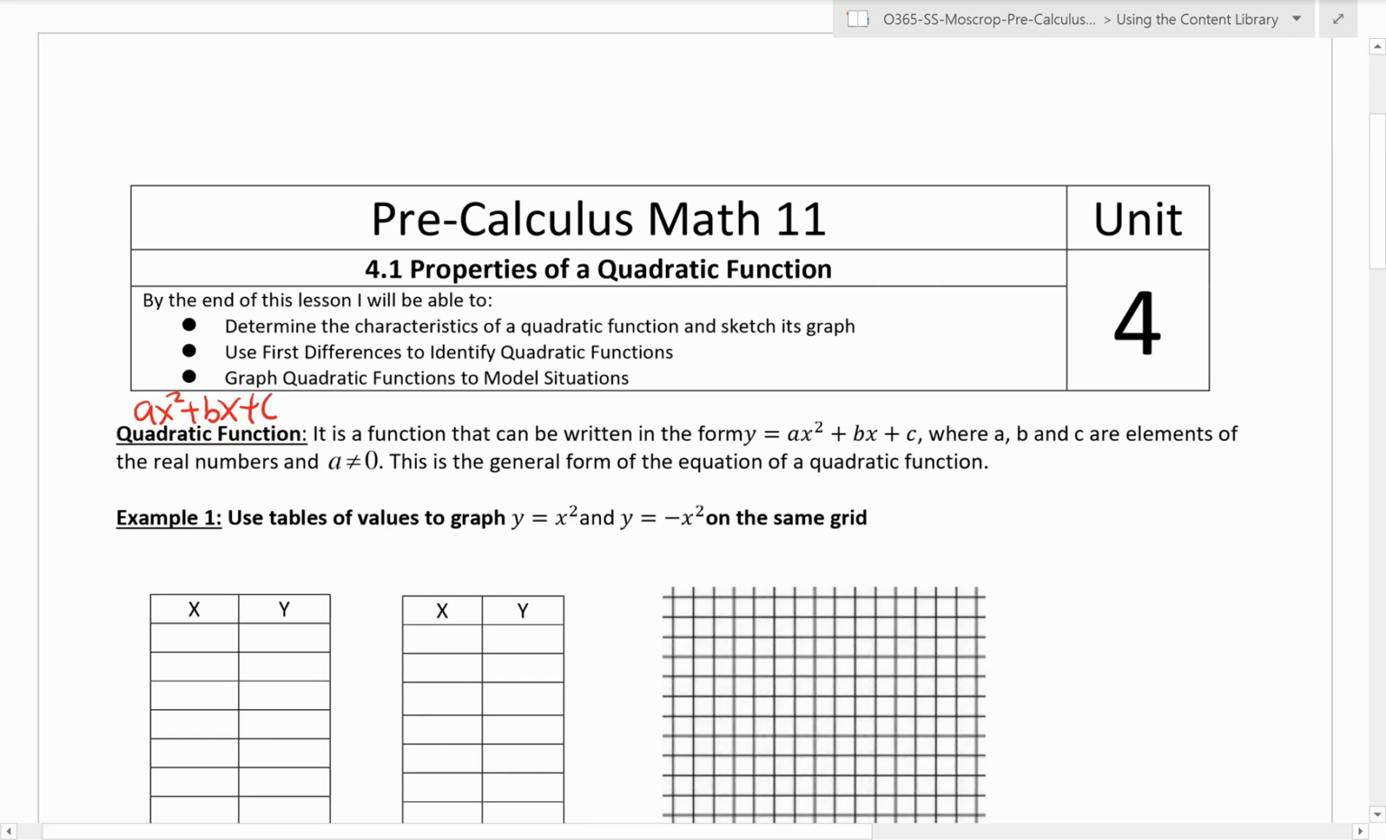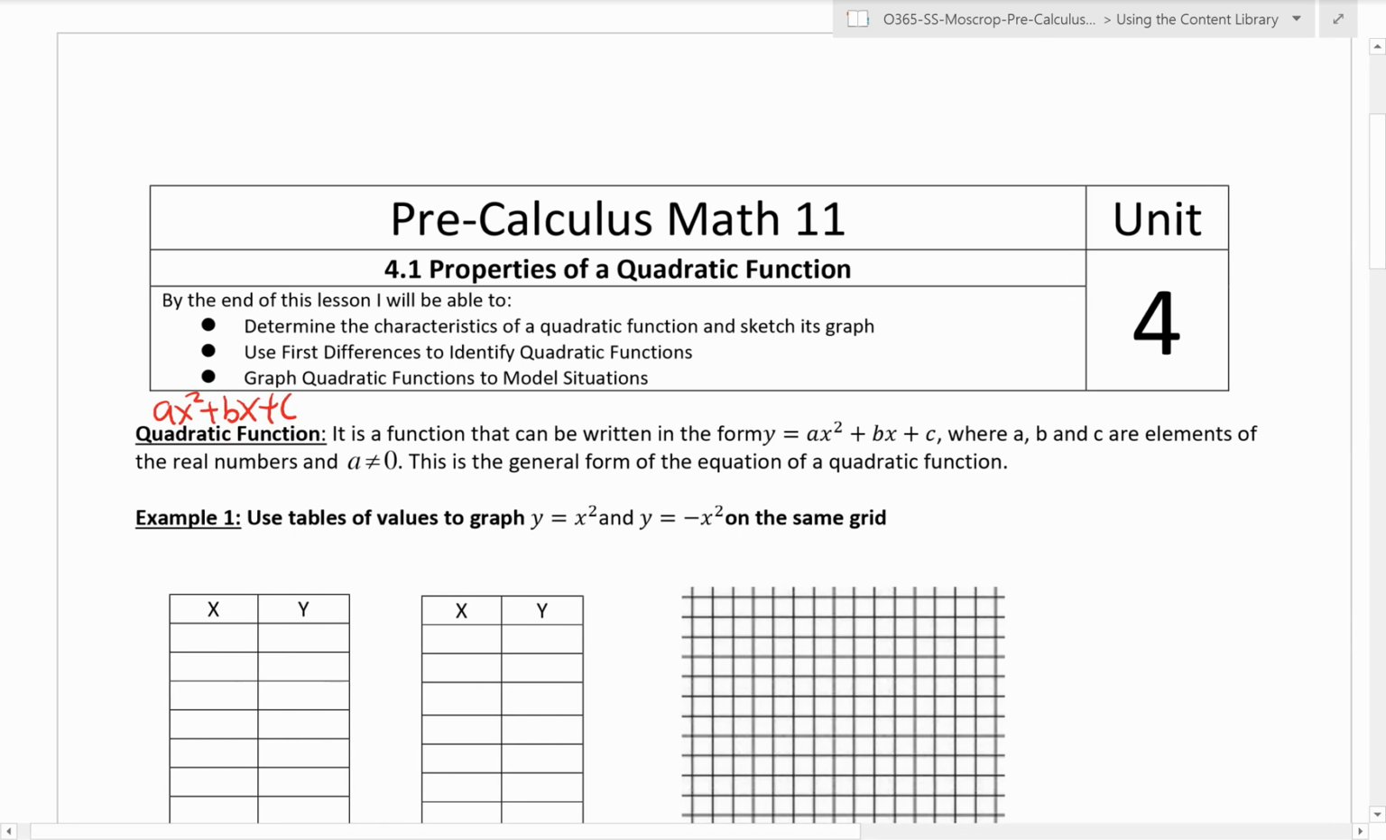Recall, function means if you have one single input, that gives you one single output. Okay, so one input gives you one output. There was a function notation that we learned in Pre-Calc or in Math 10, and remember it was f of x equal to something, right? So quadratic function is in the form of f of x equals ax squared plus bx plus c. Again, f of x means the name of the function is called f, and the input is x, and that's why we have ax squared plus bx plus c. Okay, so f of x does not mean f times x, okay, it's f of x.